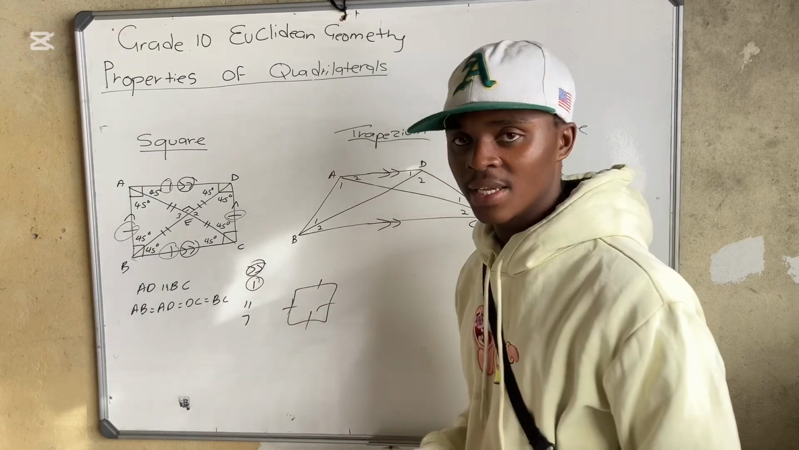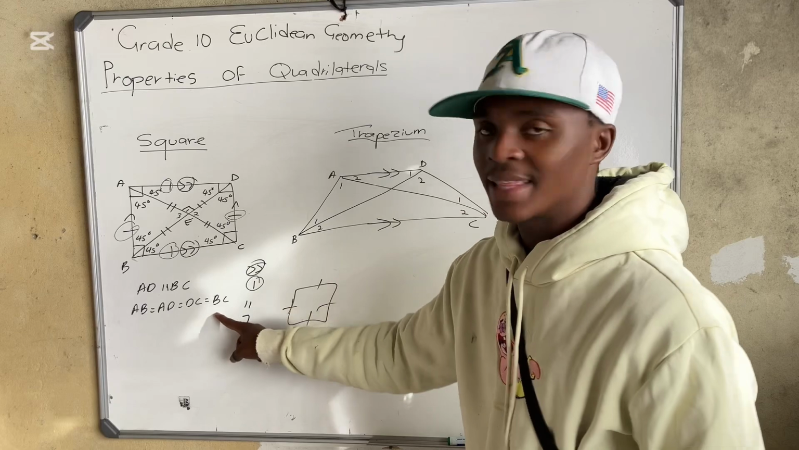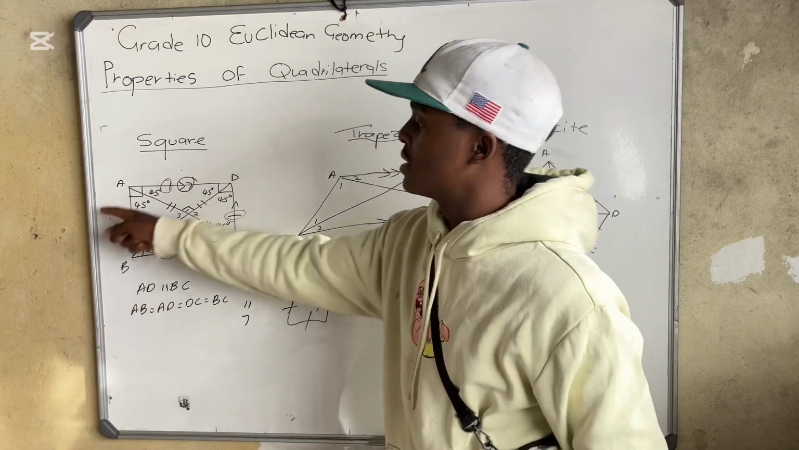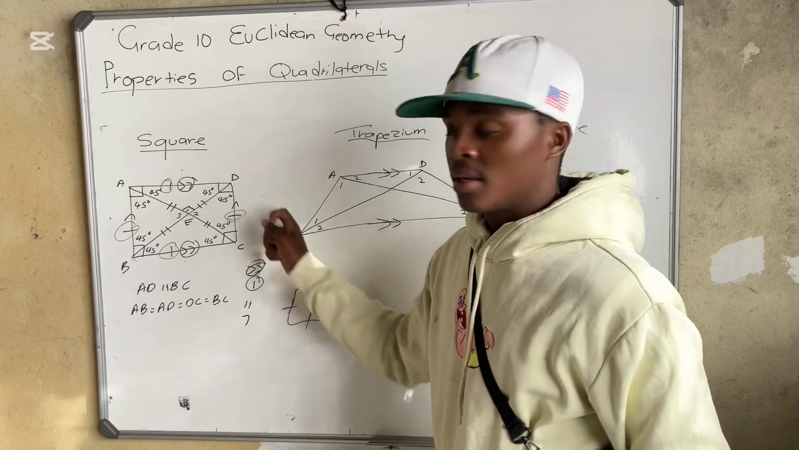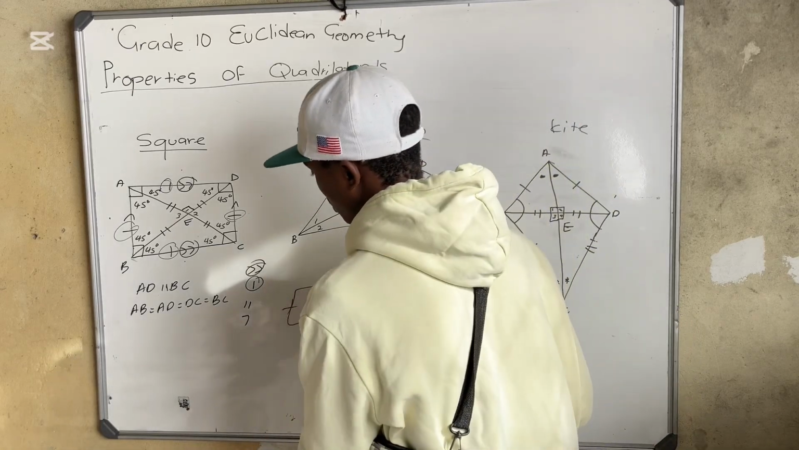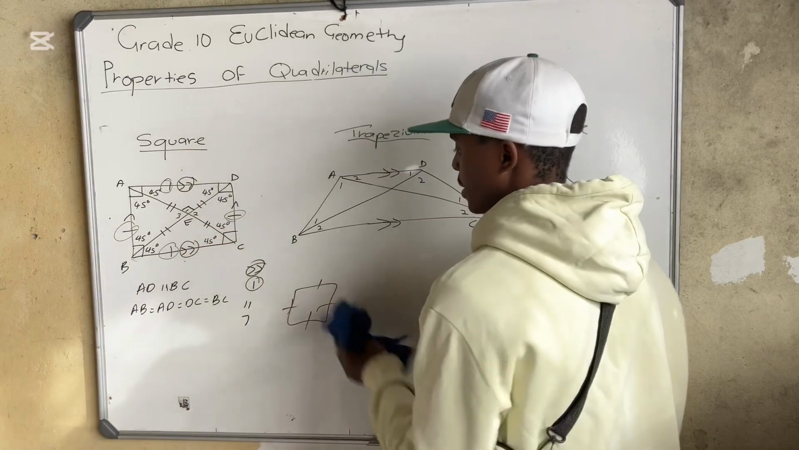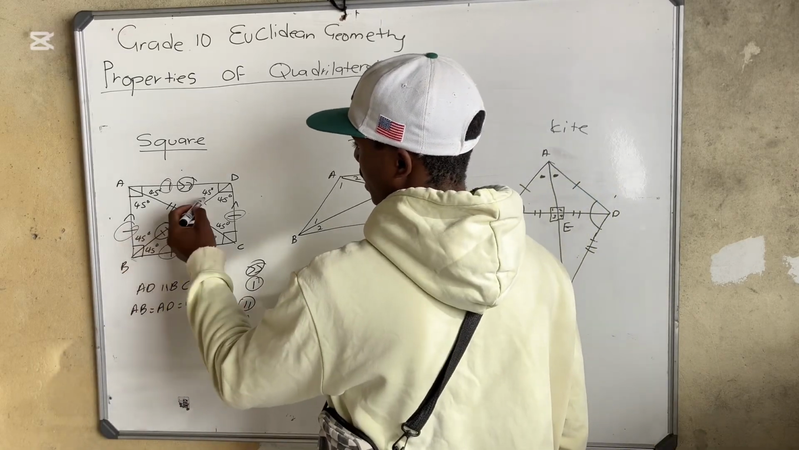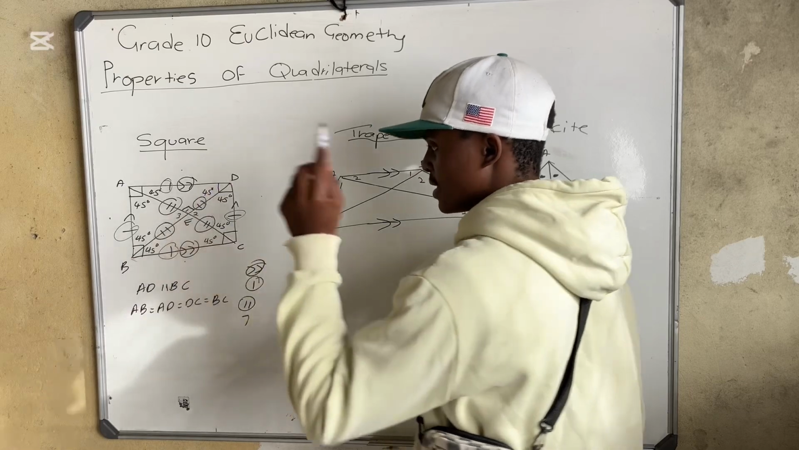Meaning all four sides are equal. That is why I wrote it like this. So meaning if it's 5 here, it's 5, it's 5, it's 5. If it's 10, it's 10, it's 10, it's 10. Then we move to the next indicator, which is these two lines. Where are they? Here and here and here and here.